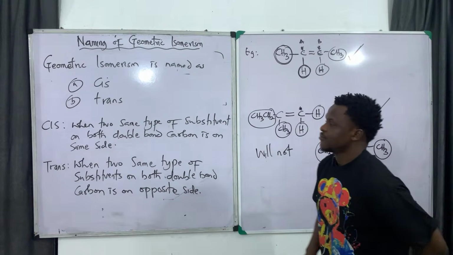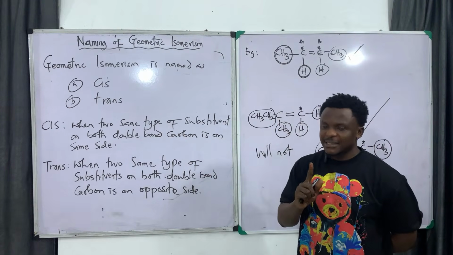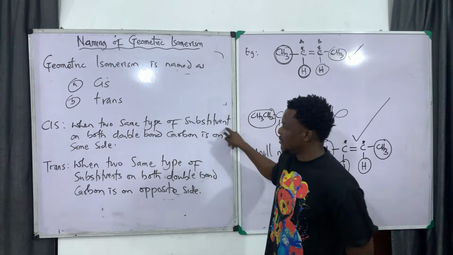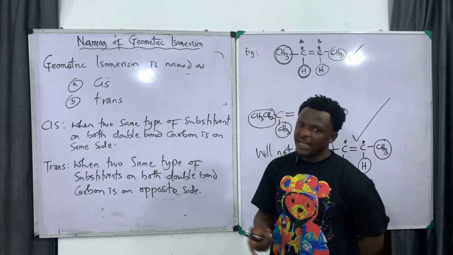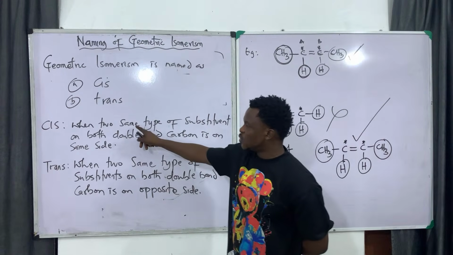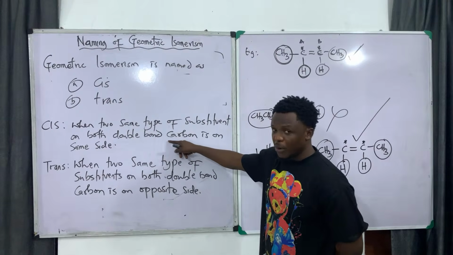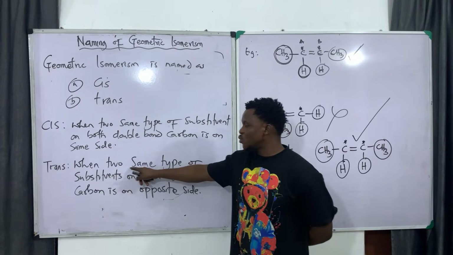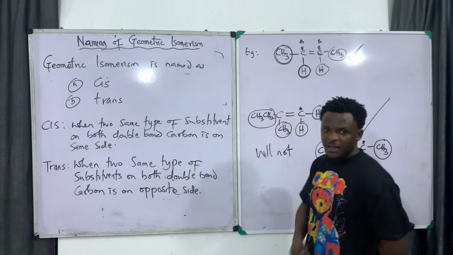So we said, when do we say a compound is cis? When two same type of substituents on both carbons of the double bond are on the same side. When is it trans? When two same type of substituents on both carbons are on opposite sides. Let me show you this.